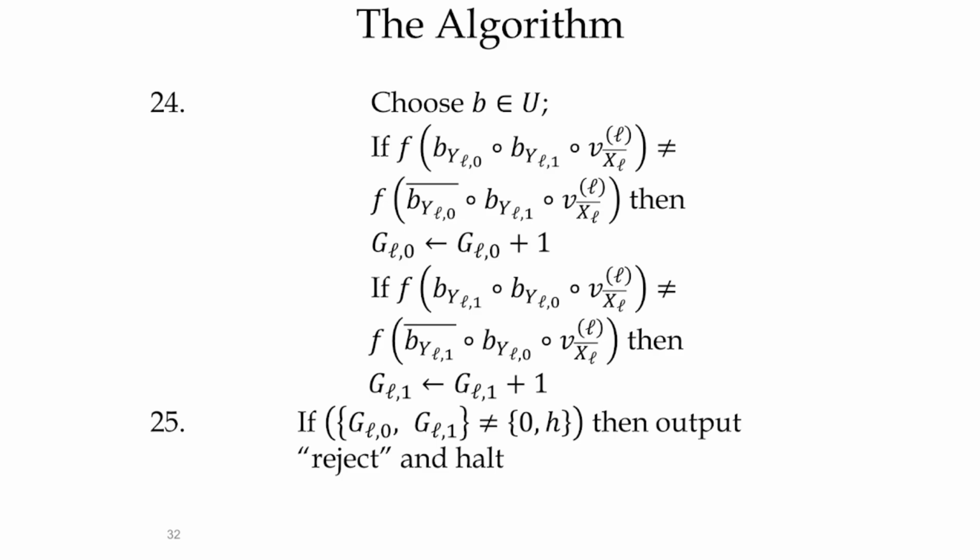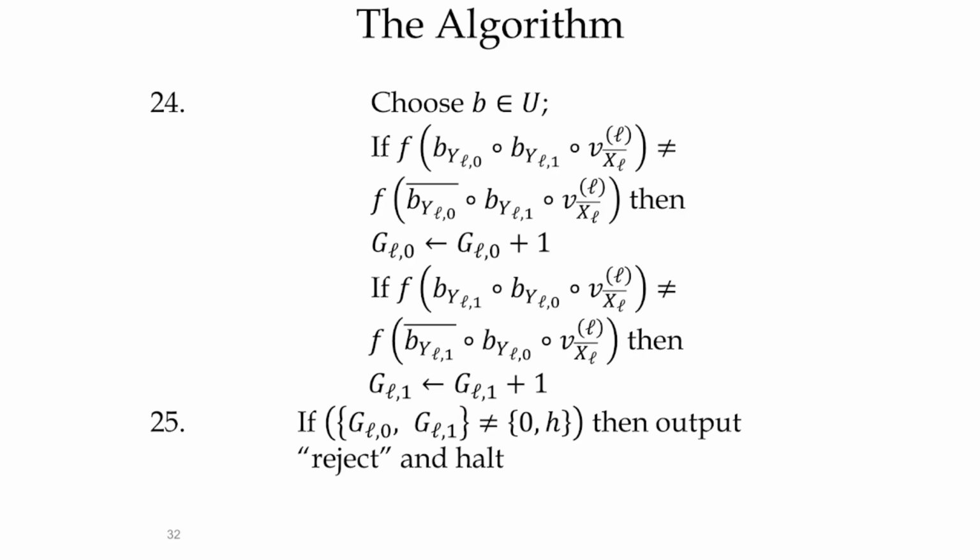In line 24, we choose again a vector uniformly and perform the following tests. In the first test, we take the projection of B on the zeros section in relation to W and see if there's a difference there. If there is a difference, then the relevant variable is somewhere in that zeros section, and we increase the zeros counter GL0 by 1. The second test is the same thing, but this time we change the ones section and increase GL1 by 1.